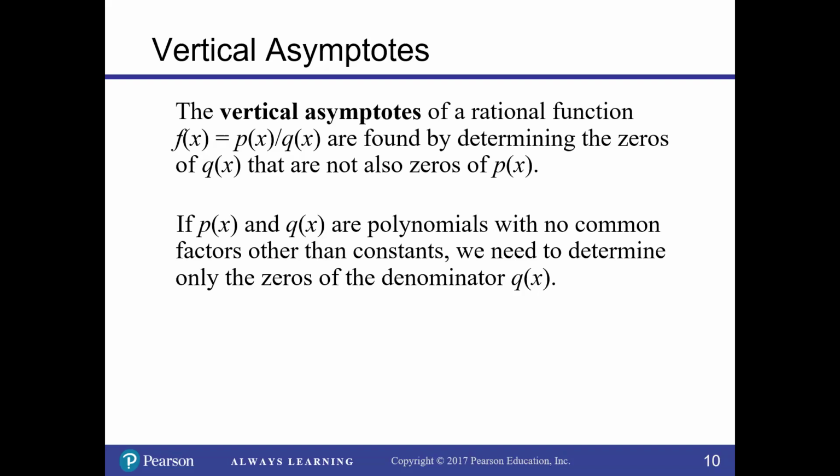If p of x and q of x are polynomials with no common factors other than constants, we need to determine only the zeros of the denominator. I think I misspoke for a second. To find your domain, we just need to find zeros of the denominator. For vertical asymptotes, we need to find zeros of the numerator and denominator and make sure that they do not share a zero, because if they share a zero, we get a hole, not a vertical asymptote.